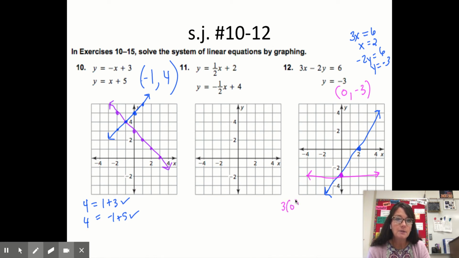So 3 times 0 minus 2 times the -3 would have to be equal to 6. So 6 equals 6 is true. And then we have -3 equals -3. And that's also true. So notice that we didn't have an x to substitute in right there because the coefficient of x was also 0. The slope is 0 on this horizontal line. So since it works, we know that that's our answer.